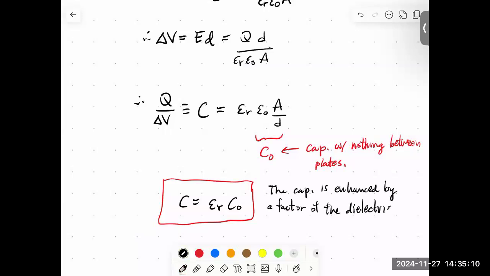Capacitance is like how much energy a capacitor can store. It's how much charge you store for a fixed voltage. So if you connect a battery across your plates, you've got some fixed voltage. How much charge is going to reside on that? And then with the dielectric, you can put more charge.